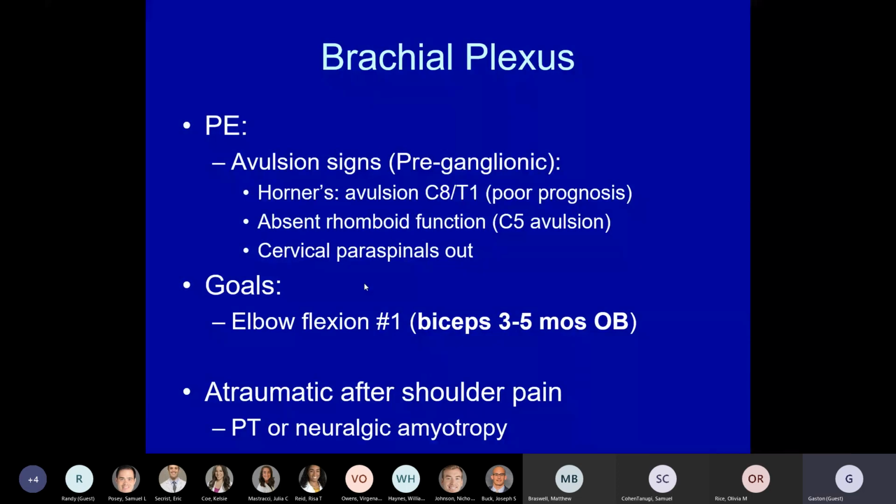When treating brachial plexus injuries, the number one priority is elbow flexion. That comes up also in terms of when should you operate on a baby with an Erb's palsy. If they haven't gotten back biceps by between 3 to 5 months, that's what you're looking for. If they get it back before 3 months, they should make a near full recovery.